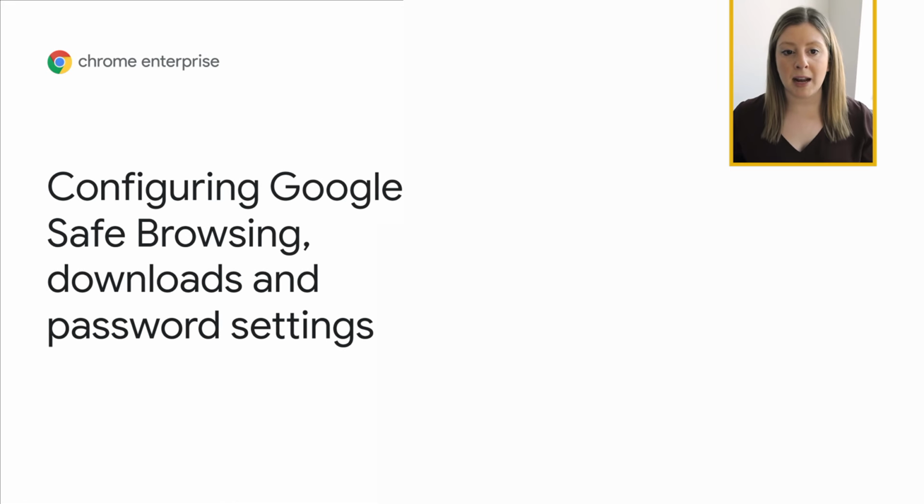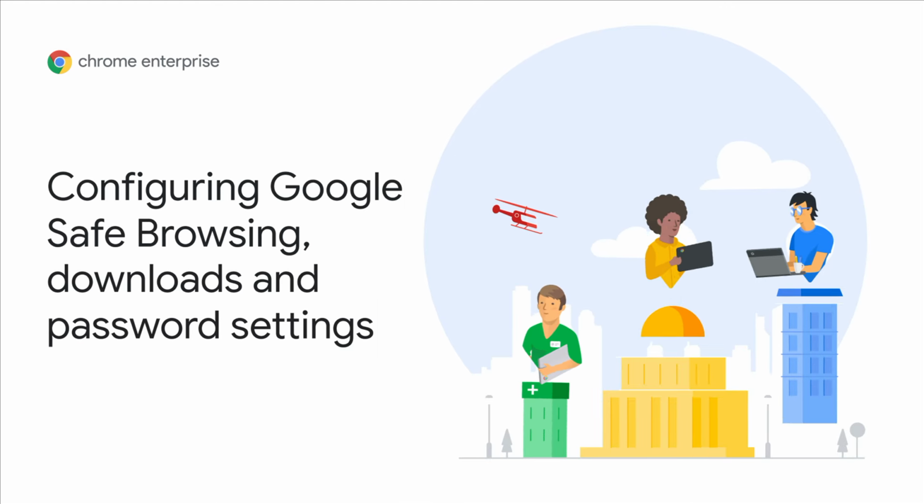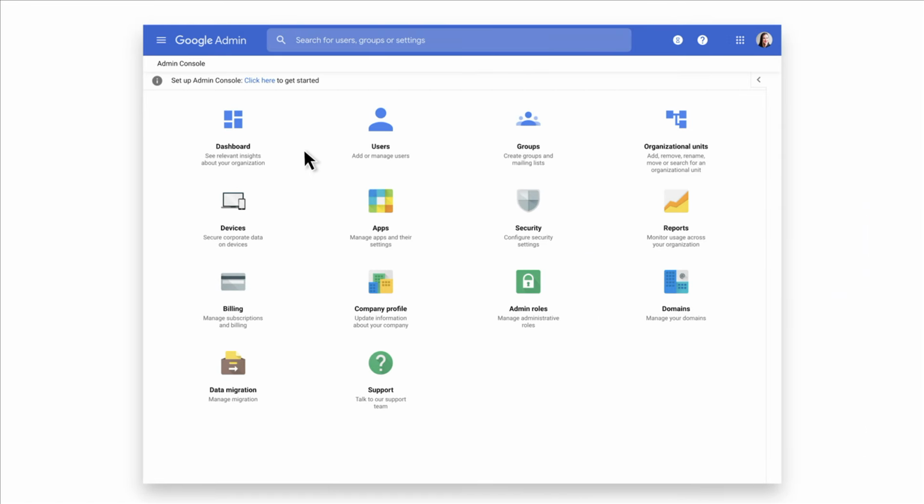Now, let's see how to manage your security settings with Google Safe Browsing, downloads, and password management. Safe Browsing is a Google service that shows warnings to users when they attempt to visit dangerous websites or download dangerous files. The service helps deter negligent behavior, even when it's not deliberate. As a Chrome administrator, you can configure this setting from the Google Admin Console by clicking Devices.